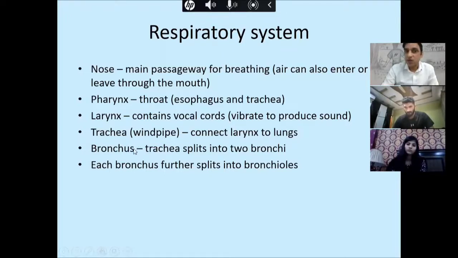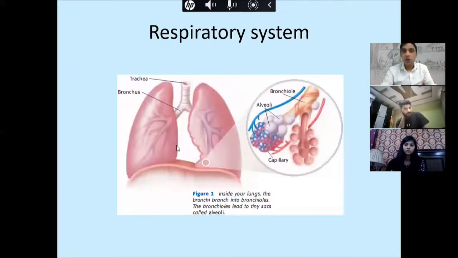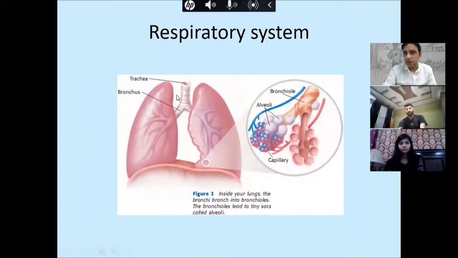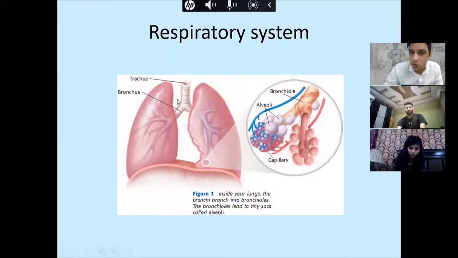When trachea divides, it produces bronchus. So one trachea, this is one trachea, it divides to produce bronchus and each bronchus enters into the lungs. So there are C-shaped cartilaginous structures present in the air passageway which helps it to stay open.